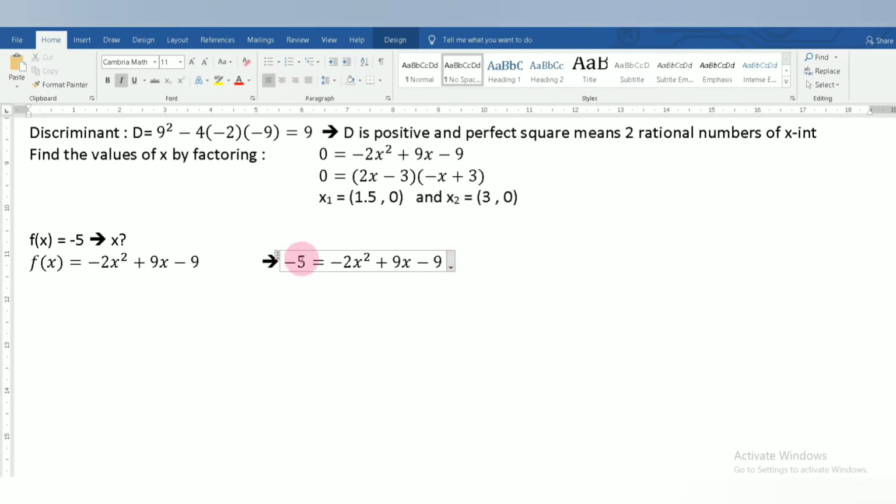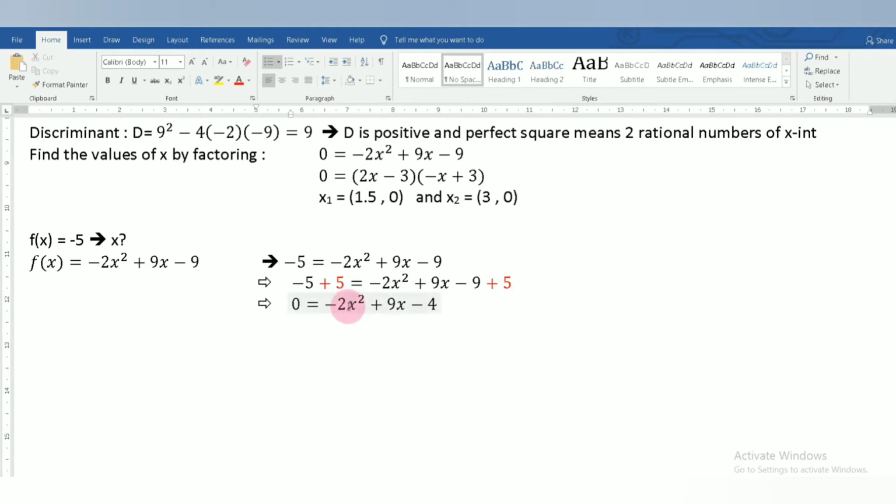For this part, I will convert the left member into 0. How? By adding to both sides its additive inverse, 5. That's the first step. Since I add 5 to both sides, I will have this. So this is the starting point where you try to find the x's, the zeros, the roots.